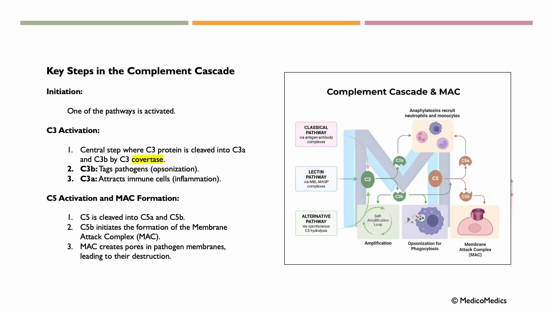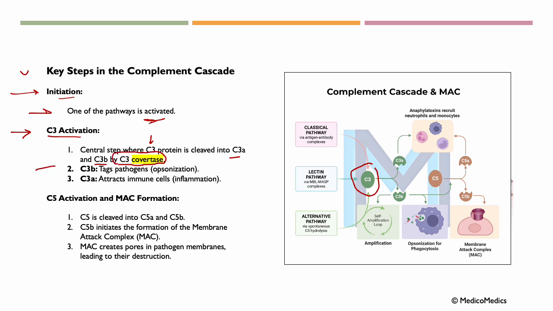So just for clarification, let's review the key steps in the complement cascade. Like we said, initiation is what starts it, so one of the pathways is activated. Then we have C3 activation. You remember all three pathways converged at C3. So a central step where C3 protein is cleaved into C3a and C3b by the enzyme C3 convertase.